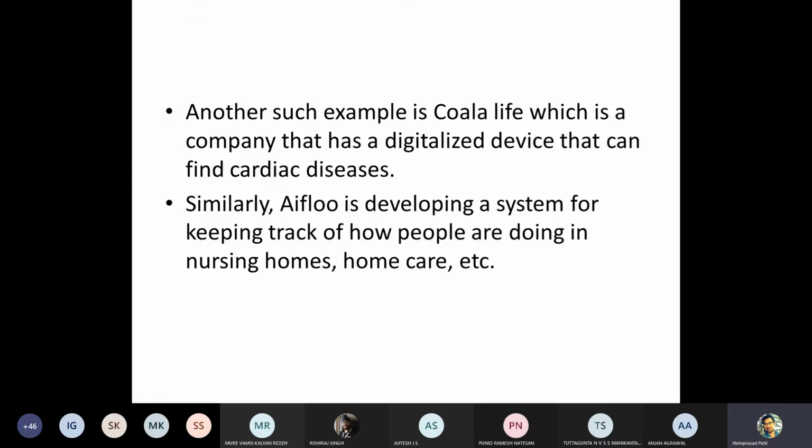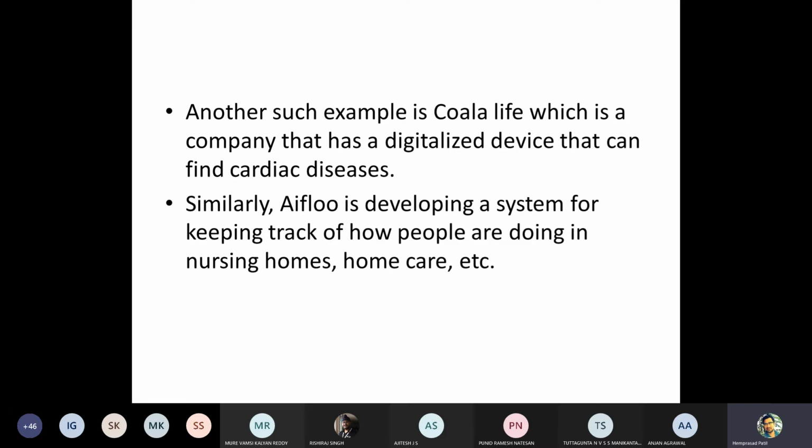Another such example is Koila Life, which is a company that has a digitized device that can find cardiac diseases. So, okay, cardiac arrest or attack is a different thing. If you want to analyze the diseases, then this Koila Life, the company which gave the device, helps over there.